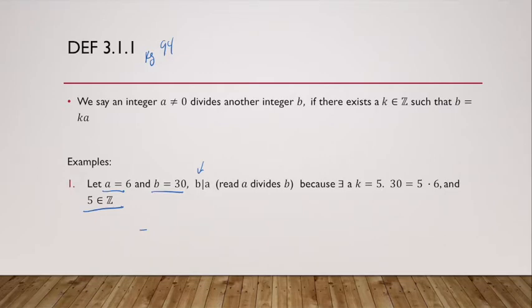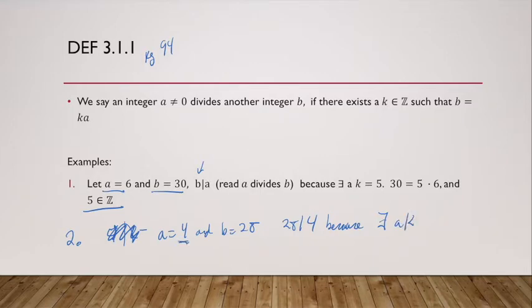Why don't we go ahead and make up a second example? So if I know that 4 divides 28, let's let a equal 4 and b equal 28. I know that 28 is divisible by 4 because there exists a k. Well, what is 4 times what gives us 28? Well, that's 7. And 28 equals 7 times 4. And 7 is an integer.